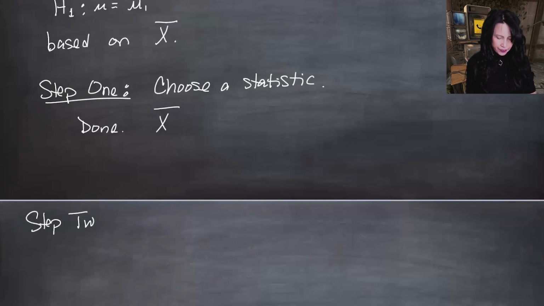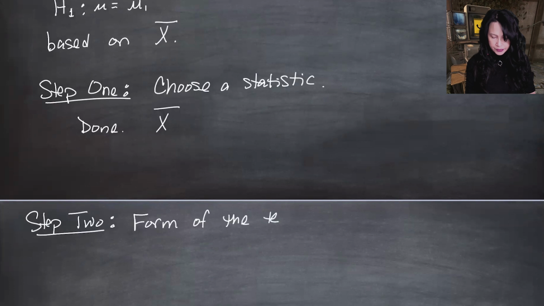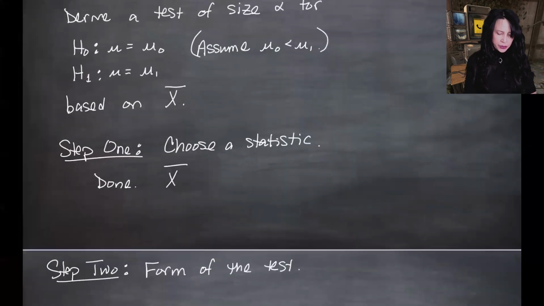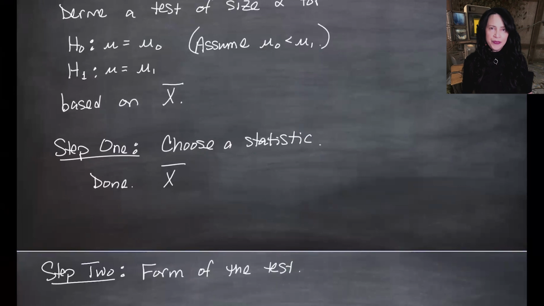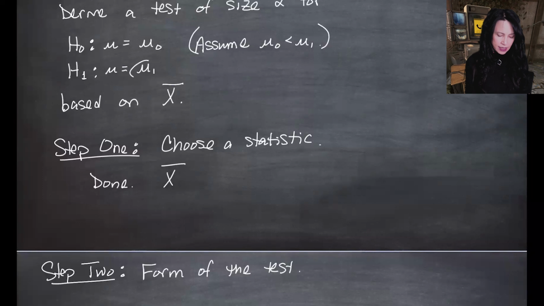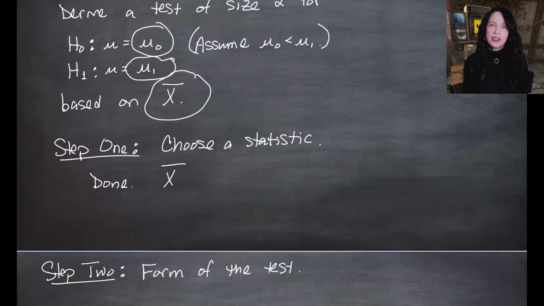Step 2 is to write down the form of the test. We are assuming that the null hypothesis is true, and we're going to look at X bar to maybe not go with that and go with the alternative. In this example, the alternative hypothesis is the larger of the 2 numbers. So you have to ask yourself, how does that reflect in this statistic?